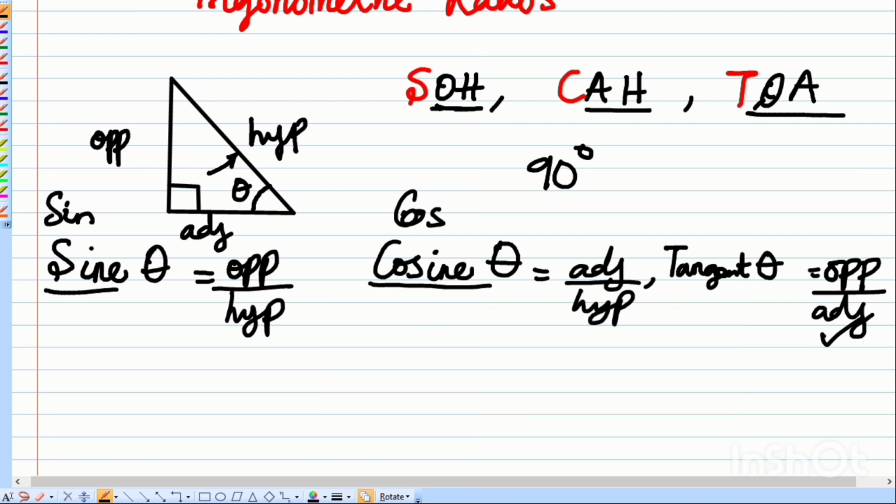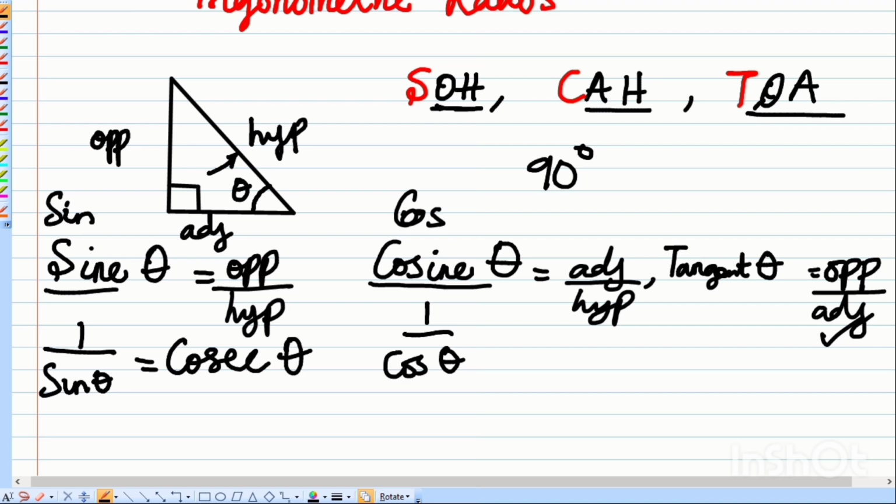Now another thing I want you to take note of is the inverse of all these functions. The inverse of sine, what I mean by inverse, means 1 over sine theta. It has a name. So the inverse of sine, we call it the cosec theta. So 1 over sine is called cosec of theta. Alright, so 1 over sine is cosec theta. Why 1 over cos, that means the inverse of cos theta, is called secant theta. Do you get the point now?